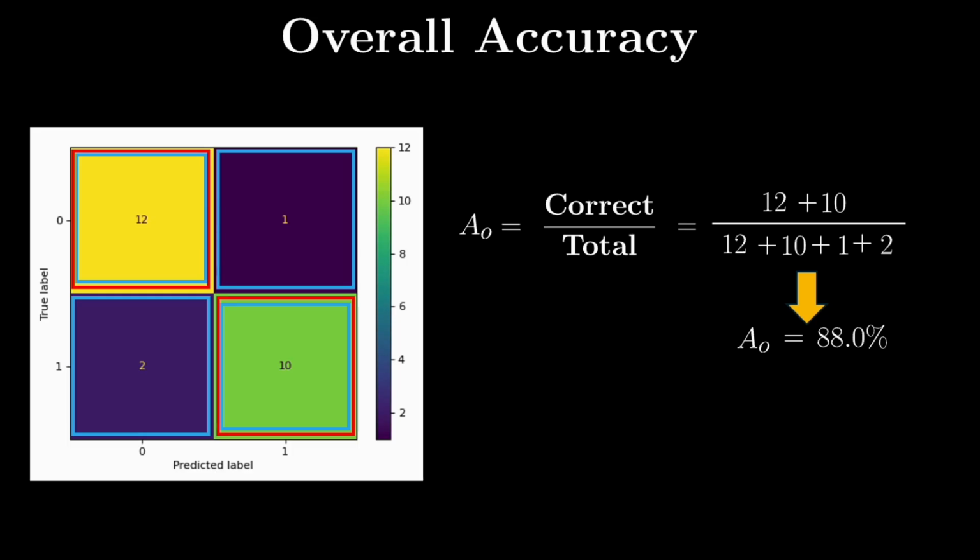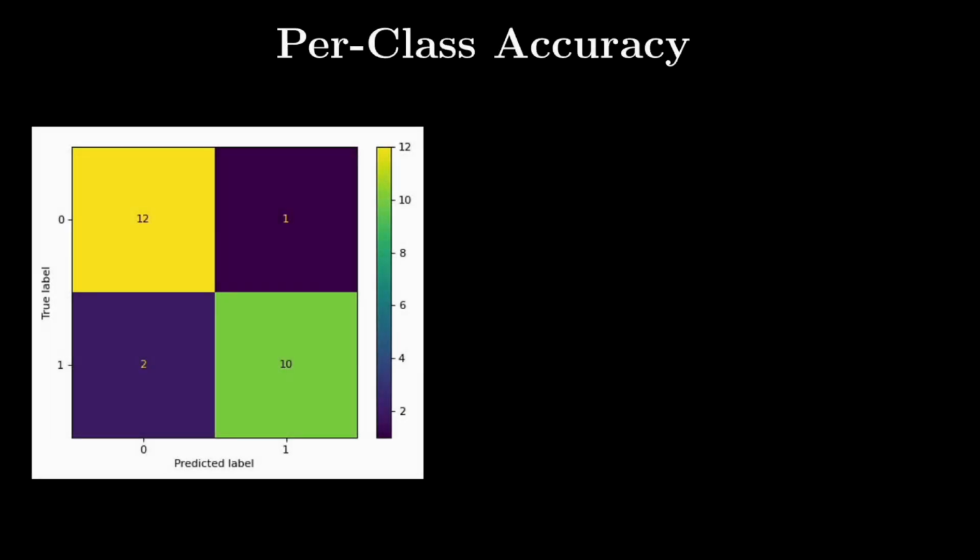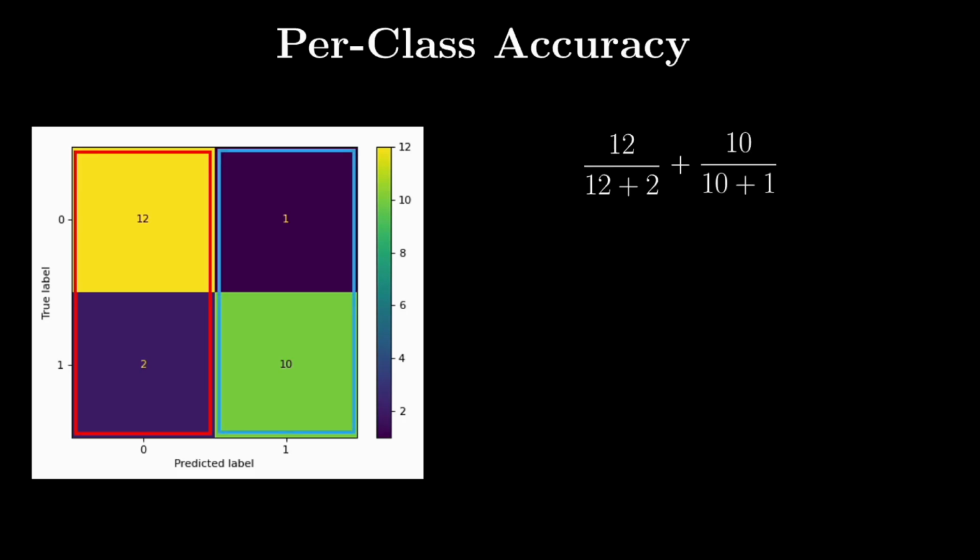imbalanced, like in our case, where normal heartbeats make up the majority of the data. A model could achieve high overall accuracy just by correctly identifying normal heartbeats while failing to detect rarer and abnormal ones. To get a better picture of how the model performs across all classes, we use the per-class accuracy. This is calculated by taking the mean of the diagonal elements of the normalized confusion matrix. In this example, it would be the mean of 12 divided by (12 + 2) and 10 divided by (10 + 1), or 88.3%.